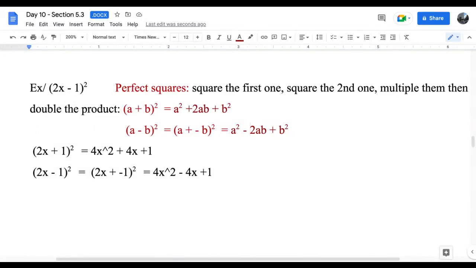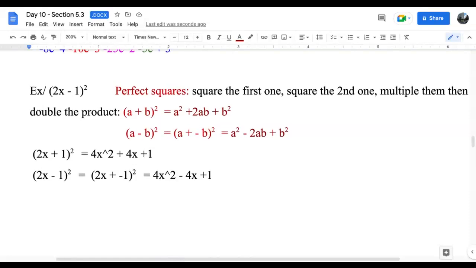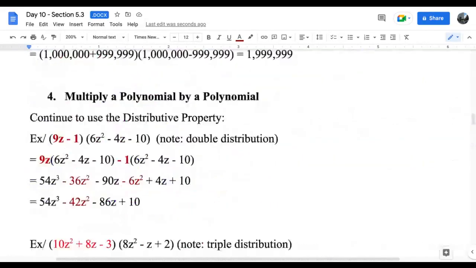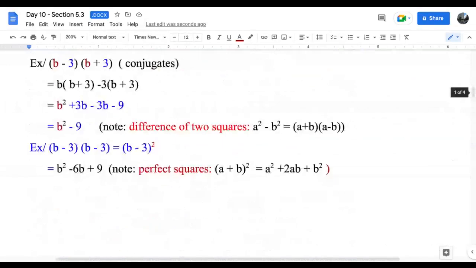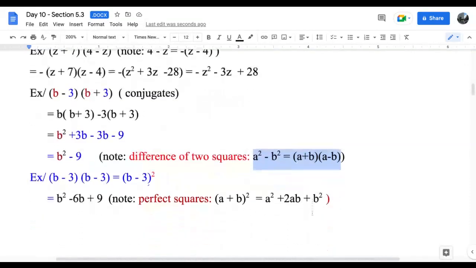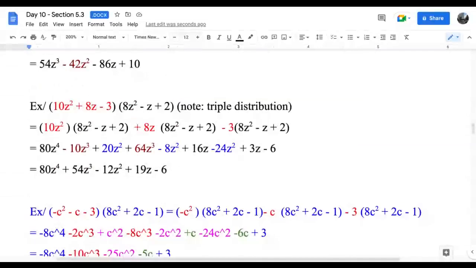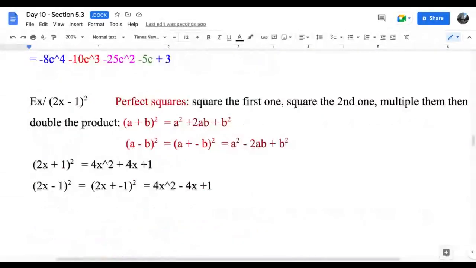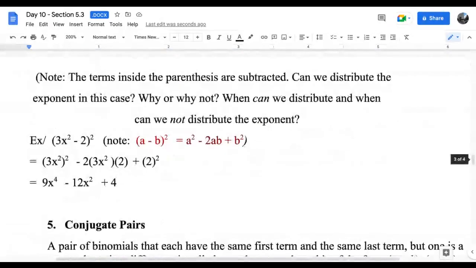Also try to remember difference of two squares. A squared minus b squared equals a plus b times a minus b. Okay, so we learned two formulas today. This is called difference of two squares. You have a squared minus b squared that can be factored as a plus b times a minus b. So difference of two squares, perfect squares. Okay, let's try to remember them. It's very important to remember them because you'll use them all the time. You need this property all the time.